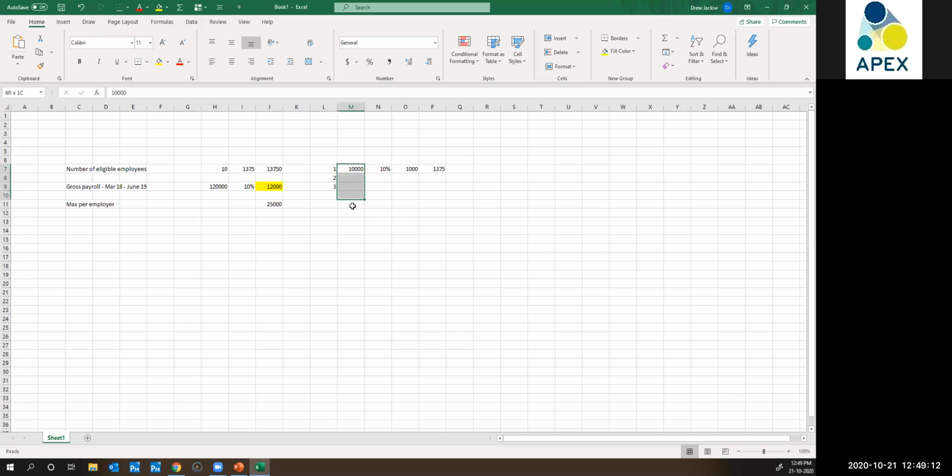They're not looking for the details on employees 1 through 10. It's 10 times 1,375. Now on the gross payroll, if it's 120,000, doesn't matter who it's paid to, how it's allocated amongst the 10 employees, it's 10% of that, $12,000. So hopefully that answers the question. That's not how I initially understood the program, but that's how it's calculated on that PD 27 form.